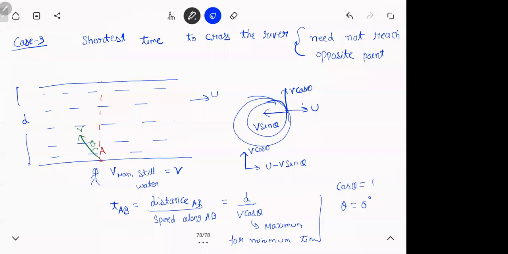Instead of that, just swim straight. You won't reach the opposite point, but you'll reach somewhere else. But you're using your full effort to cross the river. You're getting it? That's why this is the shortest time. I'll show more details on the next page. Put this down. Any doubts on this, please ask me.